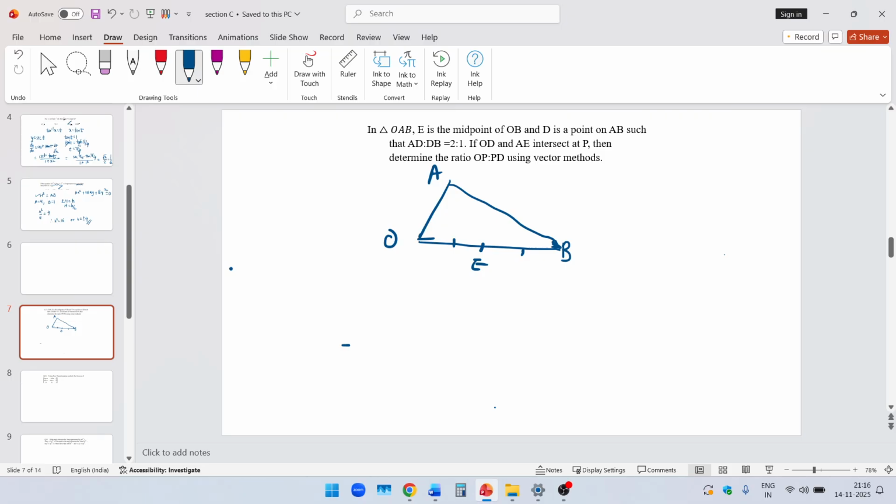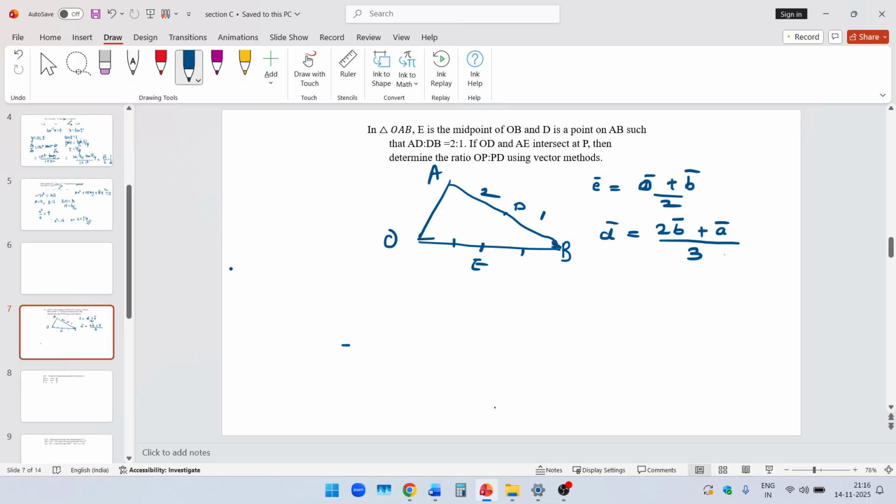If E is the midpoint of OB, then by the midpoint formula, E bar should be equal to (O bar plus B bar) divided by 2. Second, D is a point on AB such that AD to DB is 2:1. So D is somewhere here and the ratio is 2:1. From here I can again find D bar. D bar will be equal to (2 times B bar plus A bar) divided by 2 plus 1, which is 3. Now, this is the section formula, by the way.